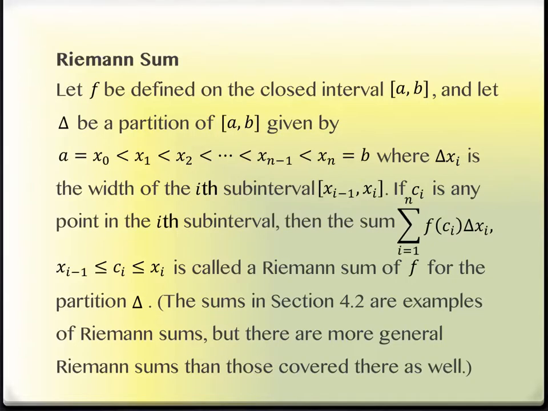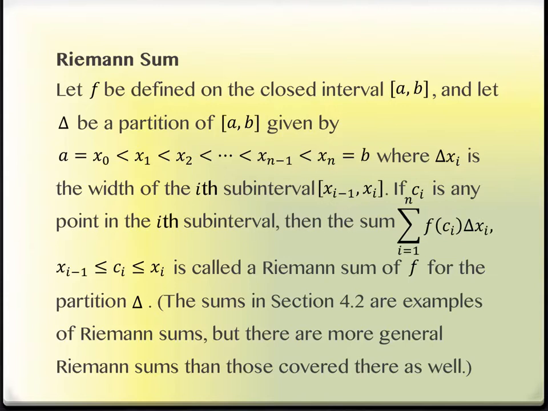So we're going to take a look first at what a Riemann sum is. Let f be defined on a closed interval from a to b. So that means there's no holes or asymptotes. It's defined. And let delta be a partition of [a, b], just like we saw last time, where we've divided it up into intervals. Those intervals have locations from x0, which is the endpoint a, all the way to xn, wherever we choose to end, at the endpoint b.